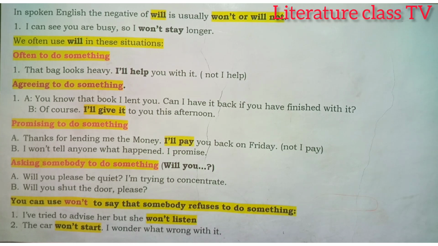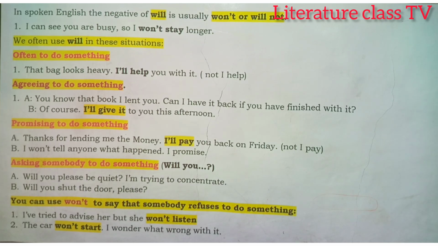Another situation: we use will where we promise somebody to do something. Example A: Thanks for lending me the money. I will pay you back on Friday. Not "I pay you back on Friday." Another example B: I won't tell anyone what happened. I promise. They promise to do something there.